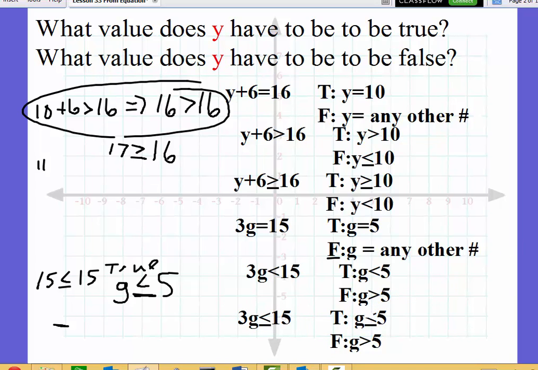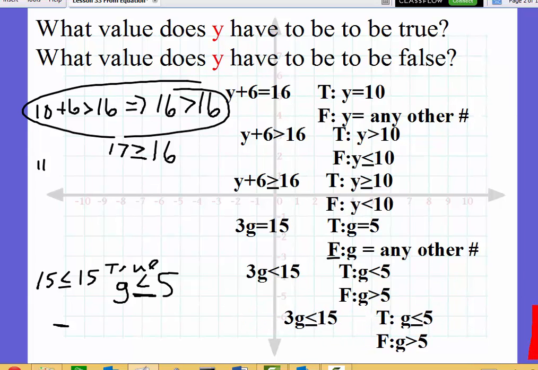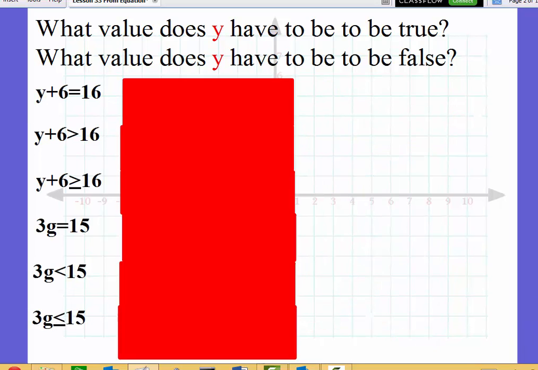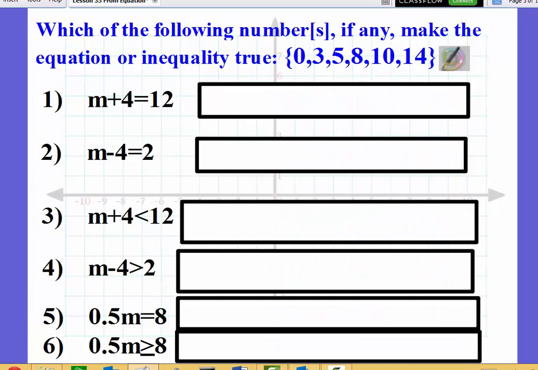There is one mistake I see for my problem up above. Does anyone see it? Yeah, the problem is I forgot my little underscore here for that equals to. So it should be g is greater than or equal to 5 would give me a false statement, because remember, if g is 5, that's false. Alright, let's look at our next problem at a little faster speed.